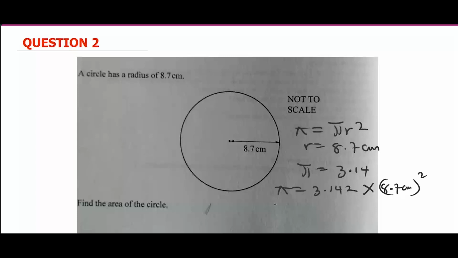If you take your calculator, find the square of 8.7, then multiply it by 3.14, it will give you 237.66 recurring decimal, and we can leave our answer to 3 significant figures. That will be 238. So this is 3 significant figures. So that is the area of the circle.